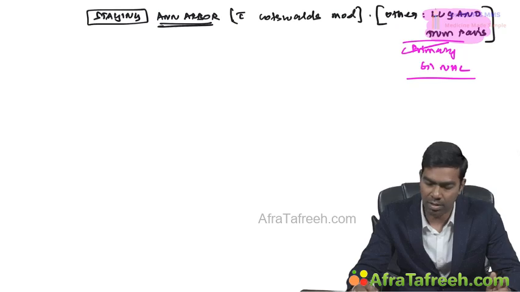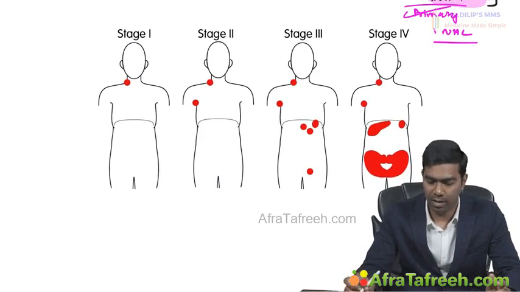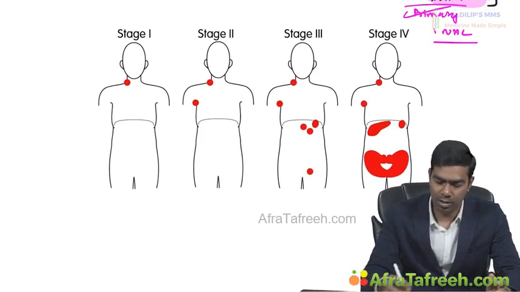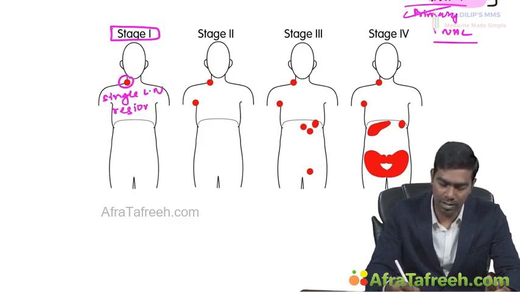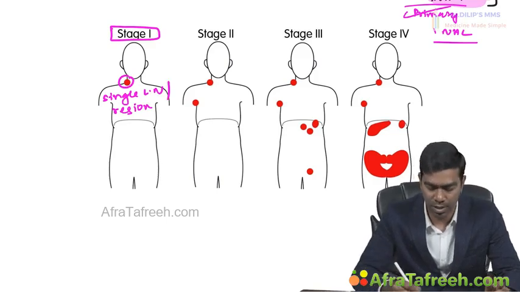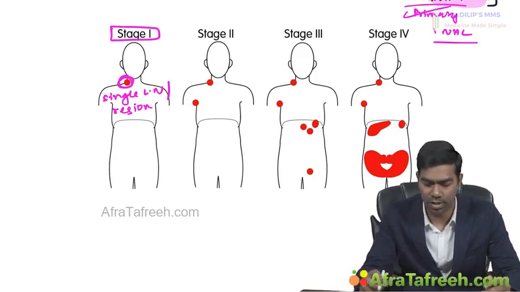If you ask me what is the Ann Arbor staging, let us see with the help of a diagram. So what do you mean by Ann Arbor staging with Cotswolds modification? You can see this diagram. If you call it a stage 1 disease, it's only a single lymph node or a single region. You can see only one lymph node region or only one lymph node is involved. So this is what we refer to as stage 1.